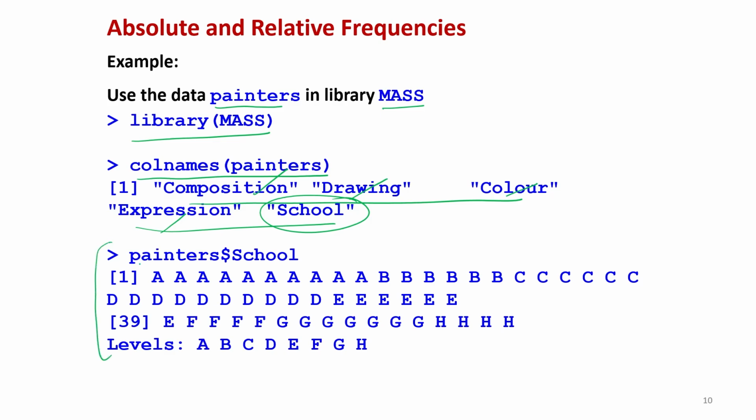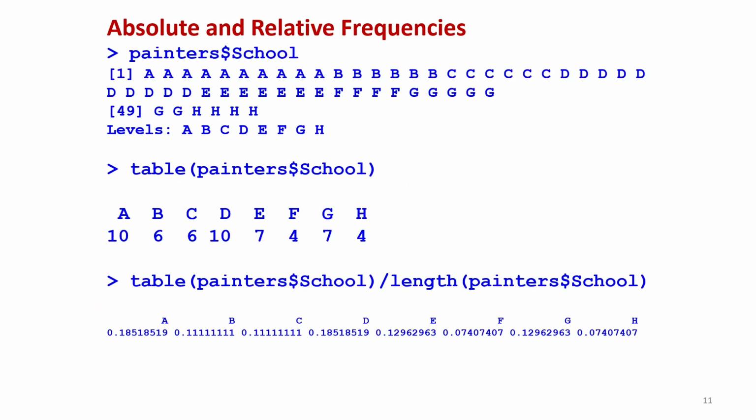Which I can do by calling painters$school. Now you can see whatever we have learnt earlier is being actually used, and that was my idea. Now you will be comfortable in understanding. Even if I don't tell you what is written, you can very easily understand it. Right. So this is my data here, and with this data I want to see how many painters are in the categories A, B, C, D, E, F, G, H.